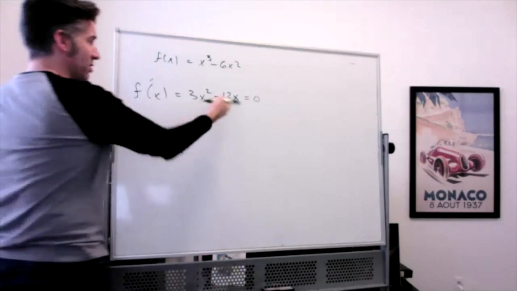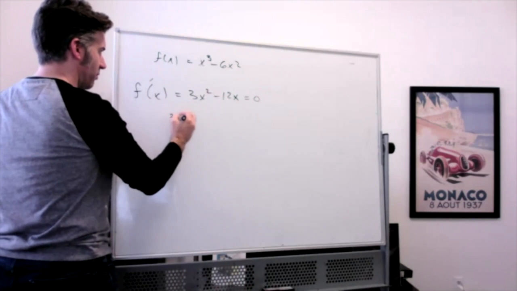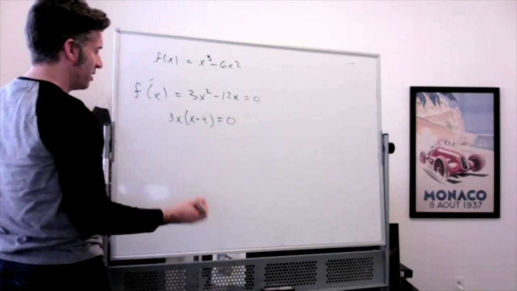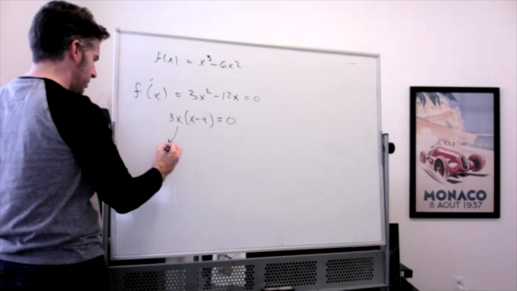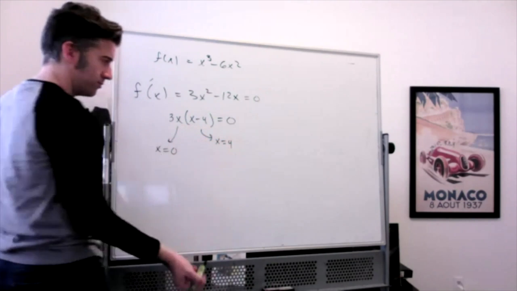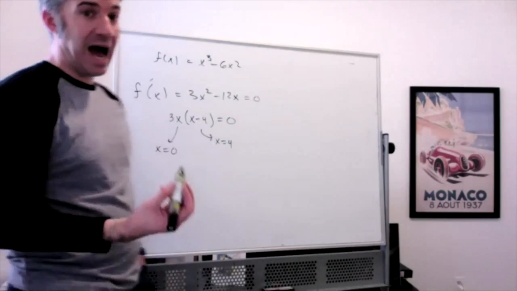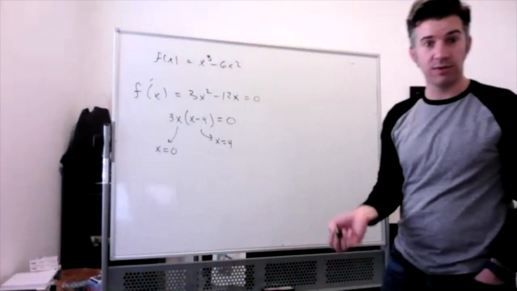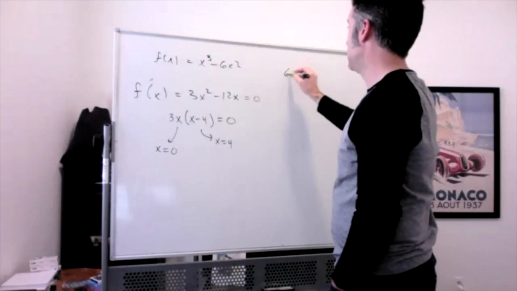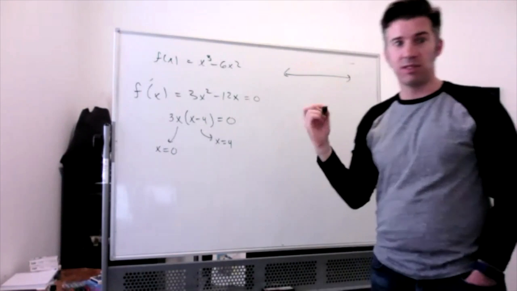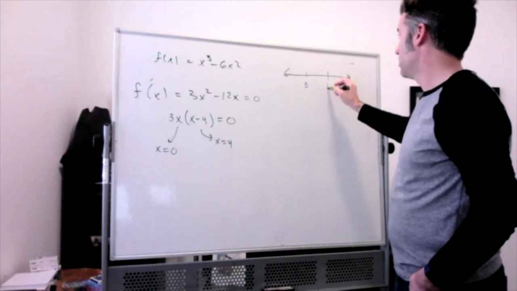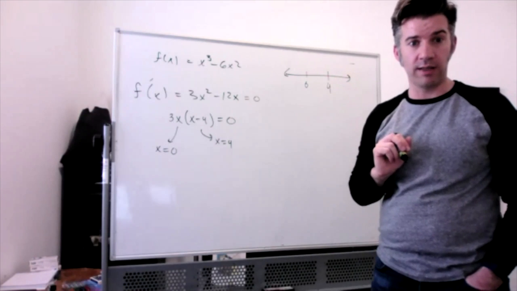So now I'm going to try and solve this by factoring. So we have 3x times x minus 4 equals 0. So I get x equal to 0, and I get x equal to 4. And then I think it's very beneficial to make a number line chart with your critical values on it. This is, in my opinion, the most succinct, fastest way of doing this. So there's my critical values, 4 and 0.